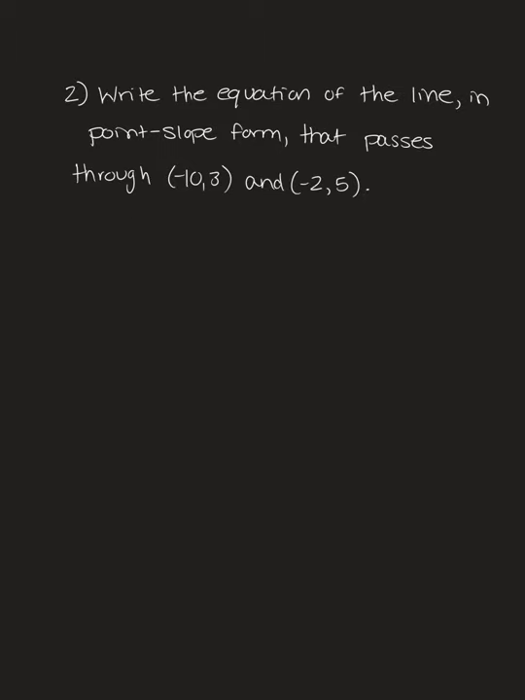The second example I'm going to talk about is write the equation of the line in point-slope form that passes through these 2 points. In order to write an equation in point-slope form, we need a point and a slope. We have 2 points, but we need the slope. So if you remember, your slope formula is y2 minus y1 over x2 minus x1. So you can label your points x1, y1, x2, and y2, and then just plug them in. So my y2 is 5, my y1 is 3. x2 is -2, x1 is -10.